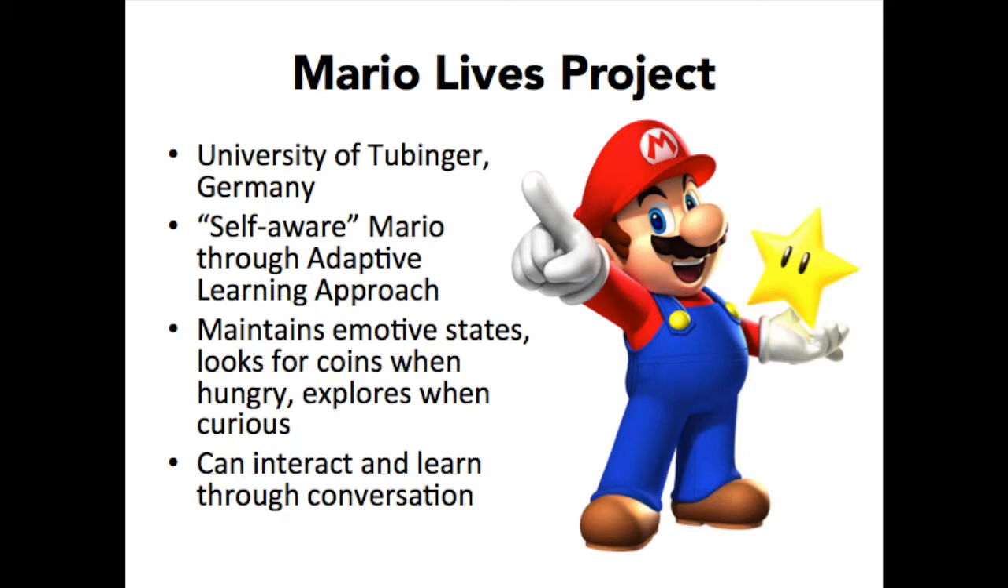Mario is aware of his environment, at least to some extent, and can understand a large variety of sentences, answer questions, learn, and even make decisions based on how he's feeling. The group has represented him as curious, which allows him to explore the environment, as well as hungry, which means that he goes in search for coins.